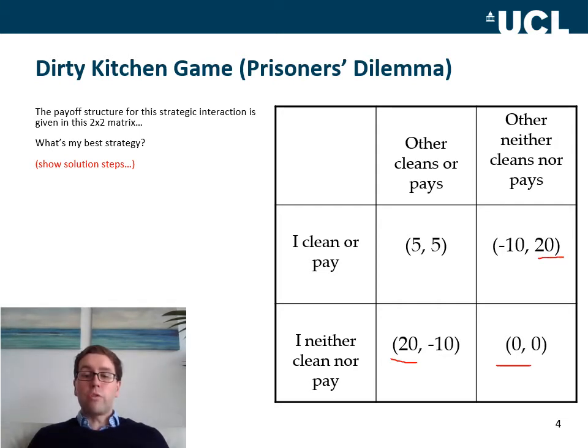What about if you think I'm not going to clean? Well, then you have a choice between minus 10 for cleaning and 0 for not cleaning. So 0 is better than minus 10. So you choose not to clean. So we can highlight this as well. So in your case, it's also the case that you're better off not cleaning no matter what you think I'm going to do. Okay.